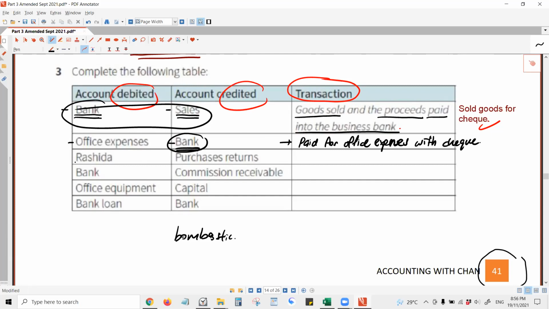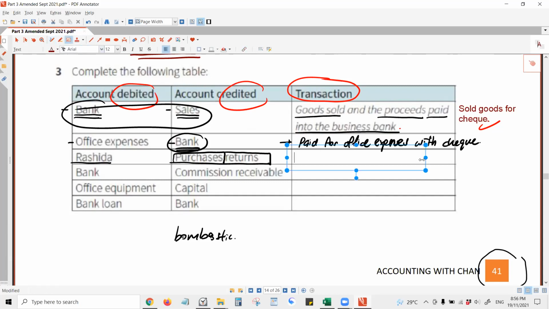Okay, next. Debit Rashida, credit purchases returns. When you see the term purchases returns, it means we are customer. How do I know? Because of the word purchases. It means earlier you bought goods from supplier. Earlier, we bought goods from Rashida. Right now, we return goods back to Rashida. That's why we call it purchases returns. Now, write together.